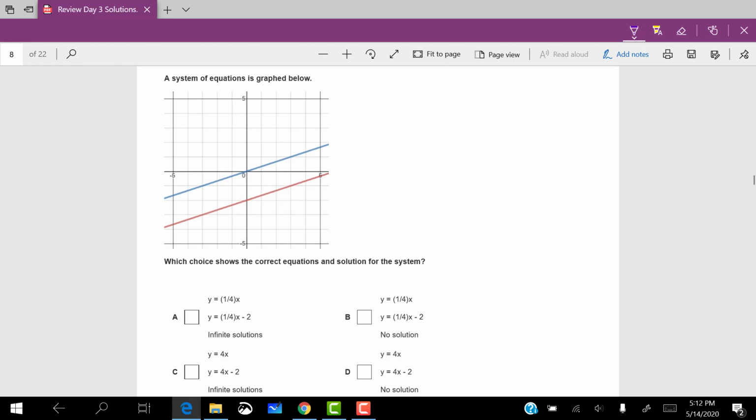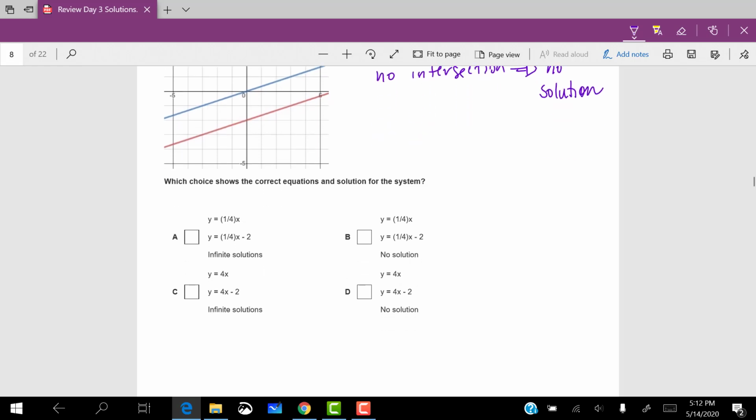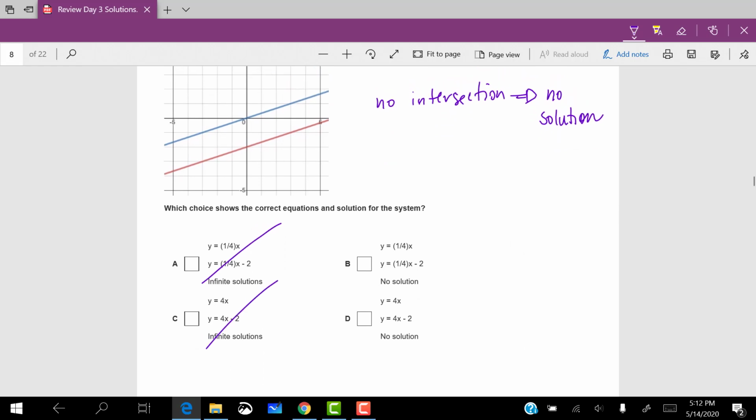Here we've got a system of equations, but this time we've got parallel lines. So if there's no intersection, then we have no solution. All right, so we know it's one of these no solution answers, and then we just have to pick the correct equations. It looks like this goes up 1 over 3, and on your version there, it says 1/3.